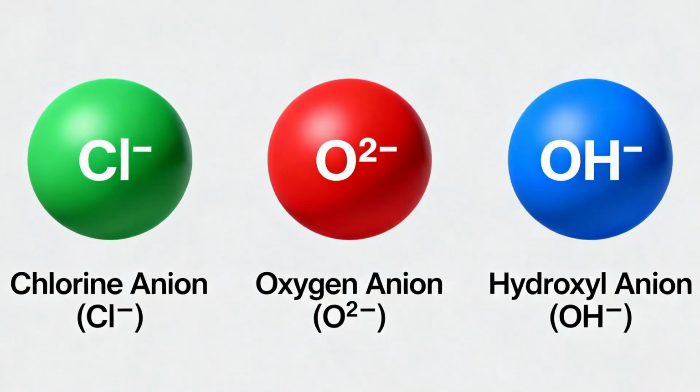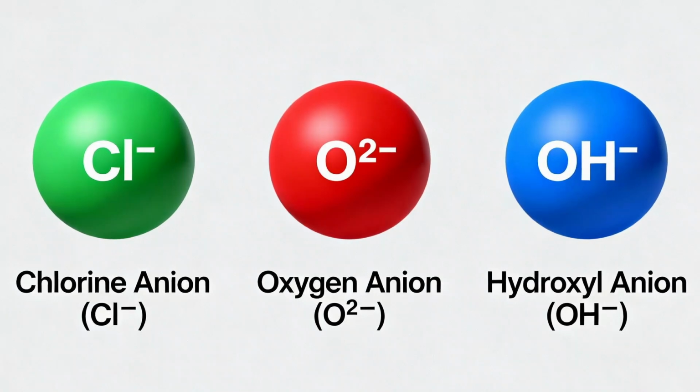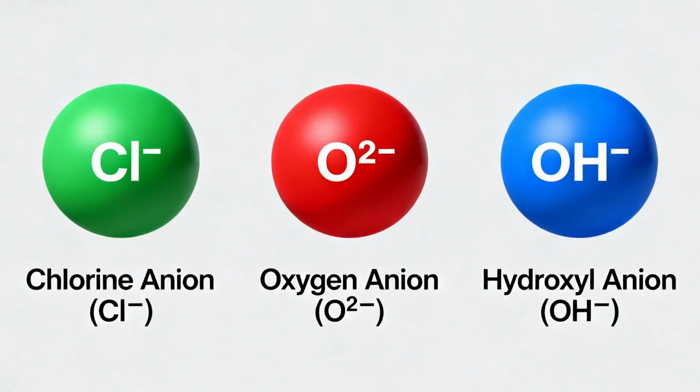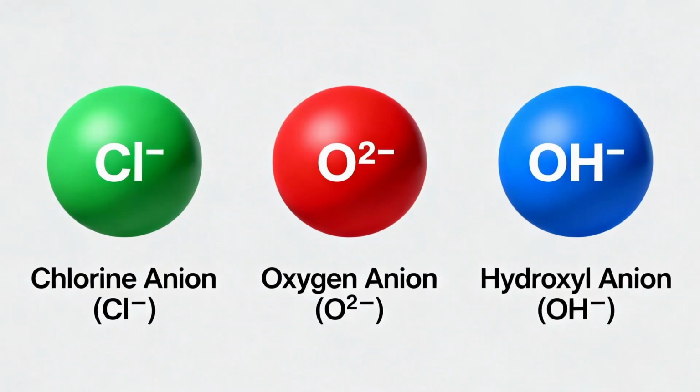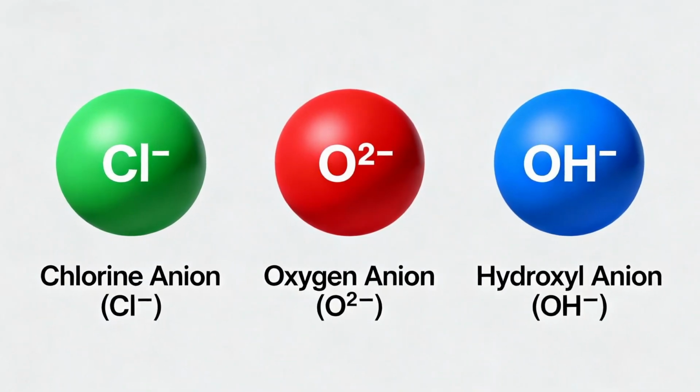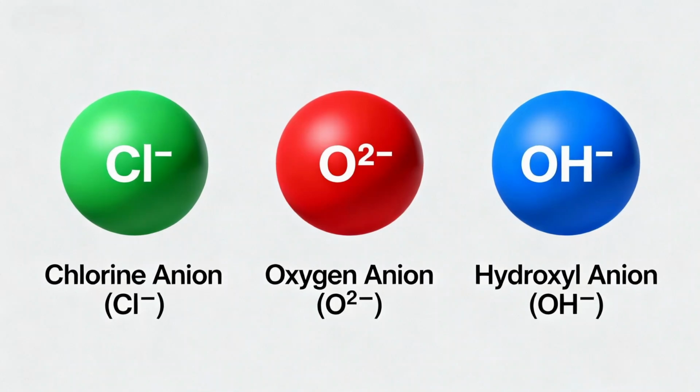Another example of an ion is oxygen. It's written as O2-, ready to accept 2 electrons. Another one is OH-. This is the hydroxyl ion. It's a negative ion ready to accept 1 electron. So these are examples of ions. They are very important in chemistry. So these are some terms we need to know as a beginner in chemistry.